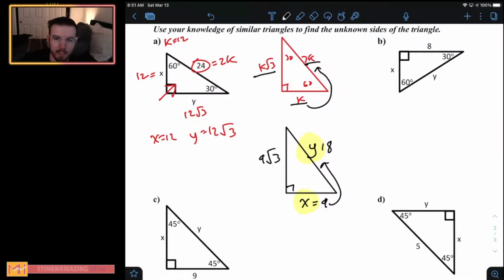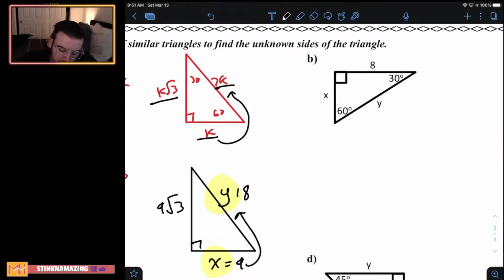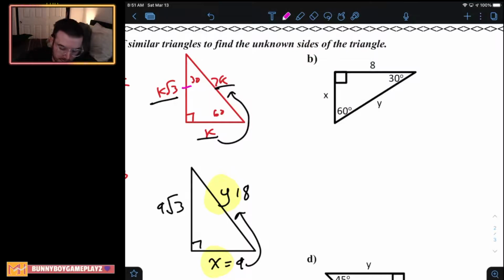Now, why did I just make that example up and not have you do B? Well, B has got a slight twist to it, okay? The hypotenuse is k root 3, right? Or sorry, not hypotenuse, the long leg. This is the hypotenuse. The long leg is k root 3. That just says 8. So have we broken the pattern? No. K is just not a whole number.